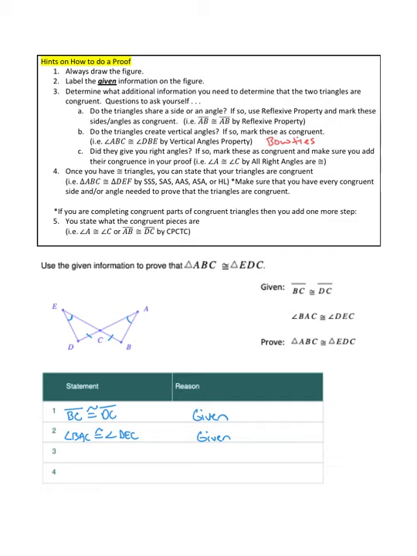Alrighty, I've got my two given pieces in. This is a bow tie. What do I have? I don't have any sides that are shared, but I do have a vertical angle. So I'm going to mark it. Now I'm going to call it angle DCE is congruent to angle BCA because of, I was going to put reflexive, because of vertical angles.